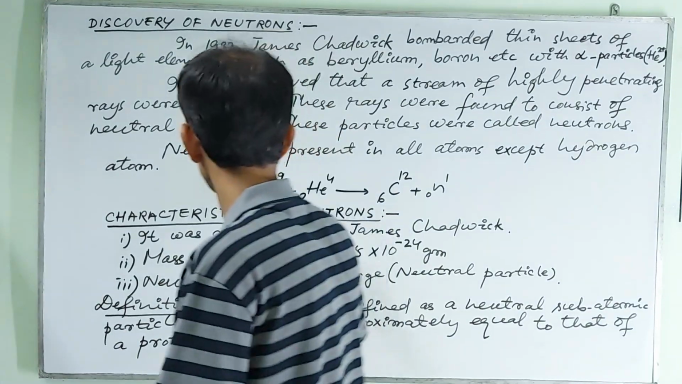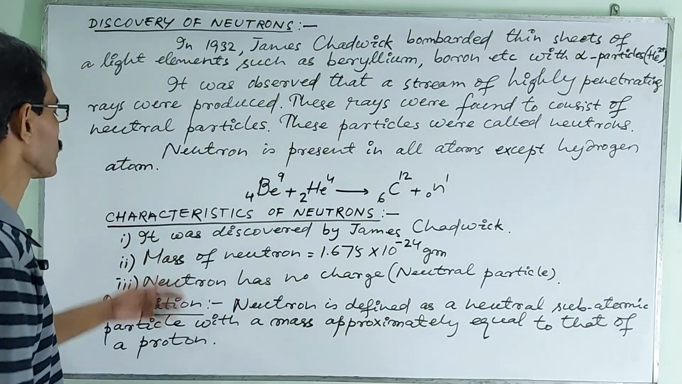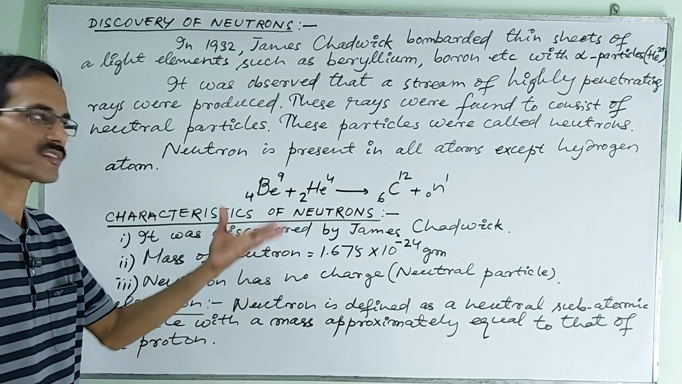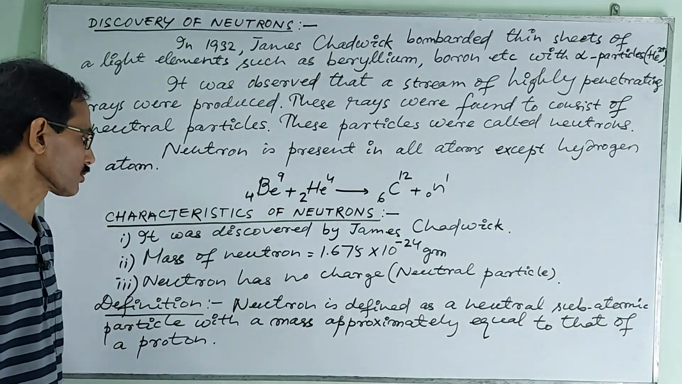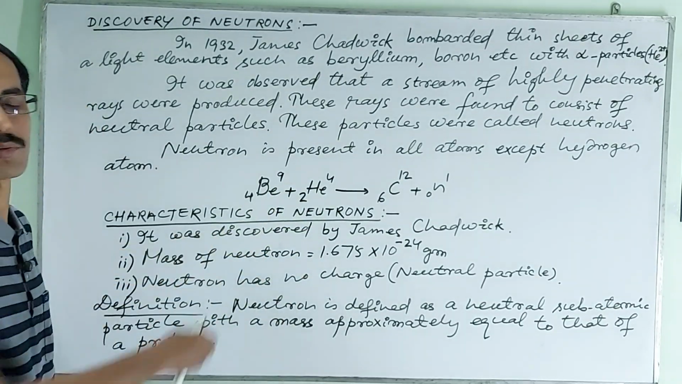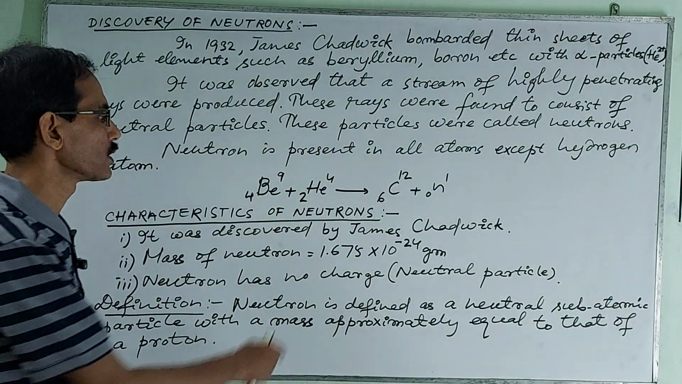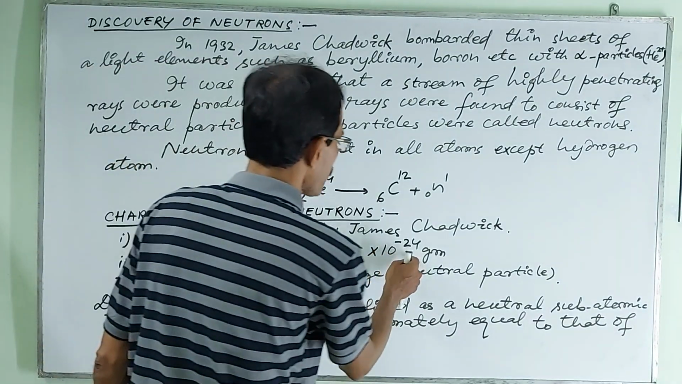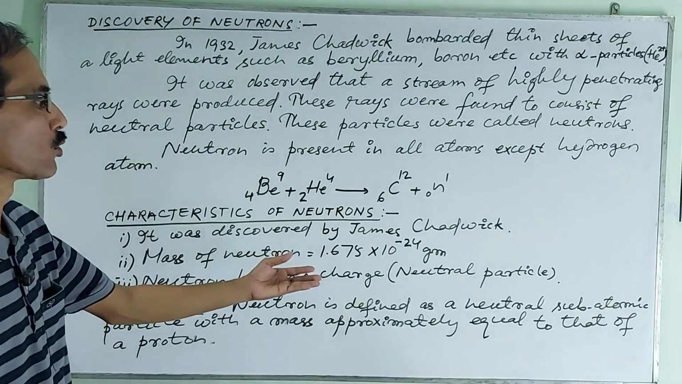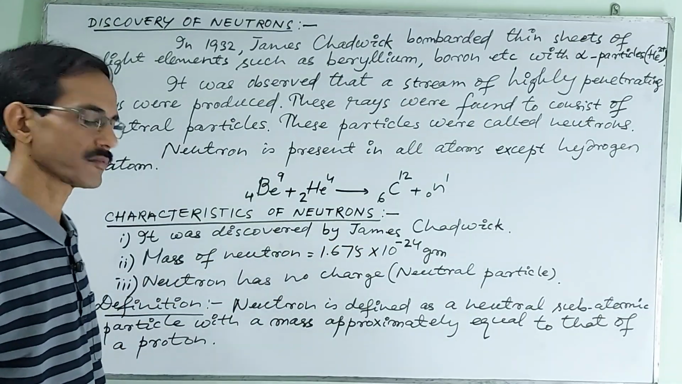What are the characteristics of neutrons? That is, the properties of neutrons. It was discovered by James Chadwick. The mass of a neutron is 1.675 times 10 to the power minus 24 gram, which is nearly equal to the mass of a hydrogen atom or proton. Neutron has no charge, that is, it is a neutral particle.